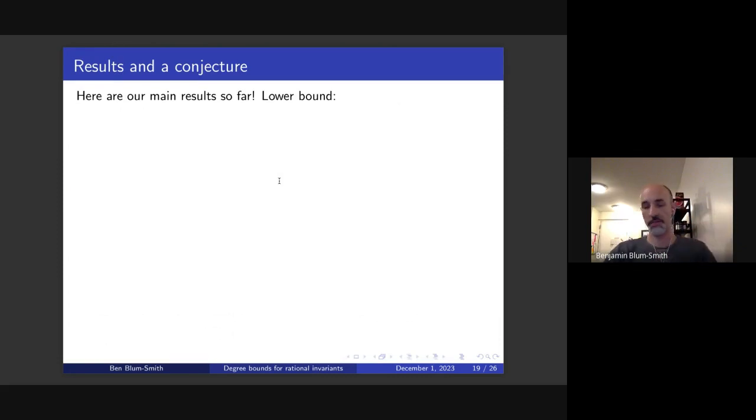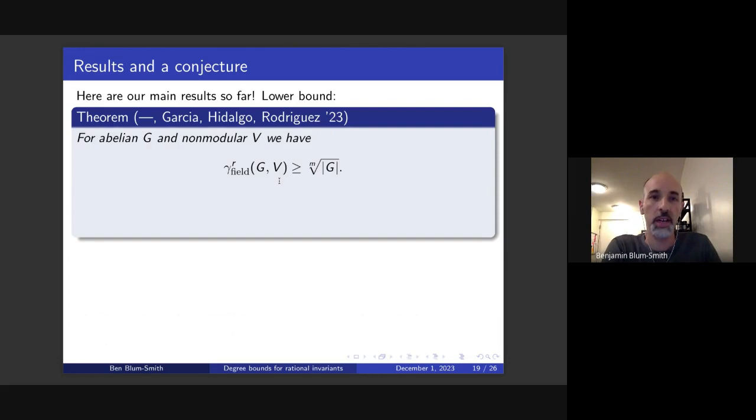Okay, I have time to give you the main results. That's great. So here's the lower bound. We have a general lower bound. So rational gamma field is a lower bound on all 4 of those numbers. So this lower bound applies to all 4 of the numbers. And the answer is that it's at least the mth root of the order of G.